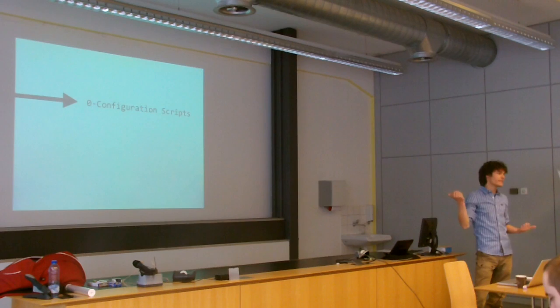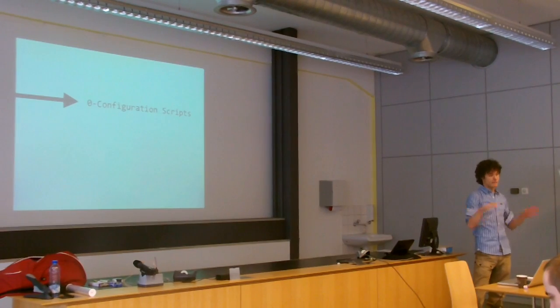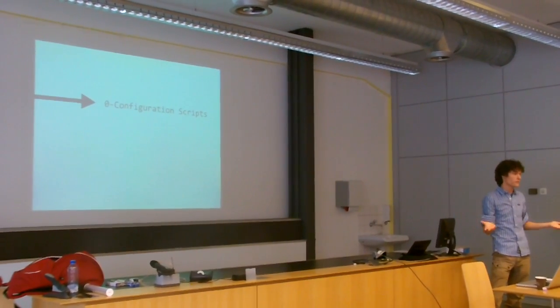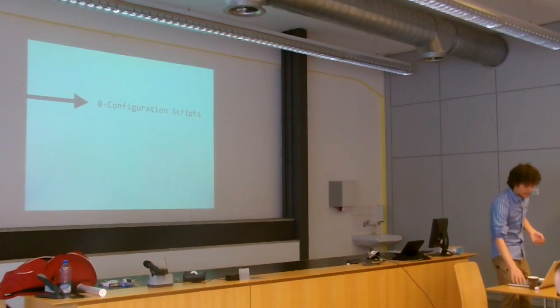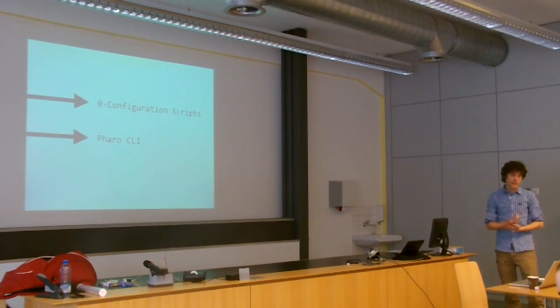What I need is a zero configuration script. That means I can download and run Jenkins with a one-liner from the shell, from the command line. And I actually need tools to interact with the image. And this is where we started with Pharo: a decent Pharo command line interface.